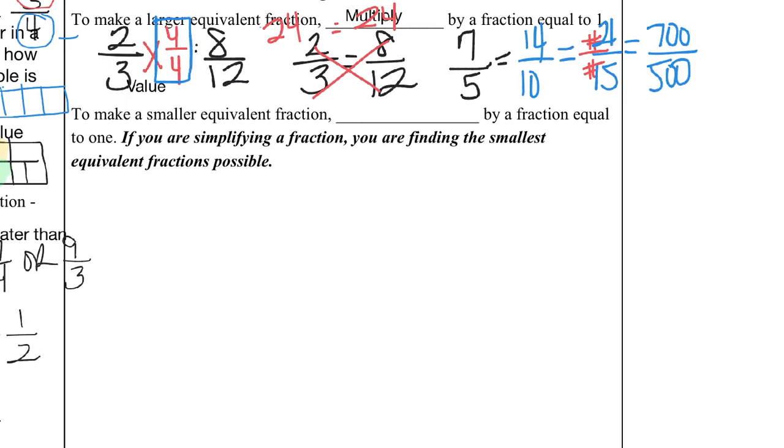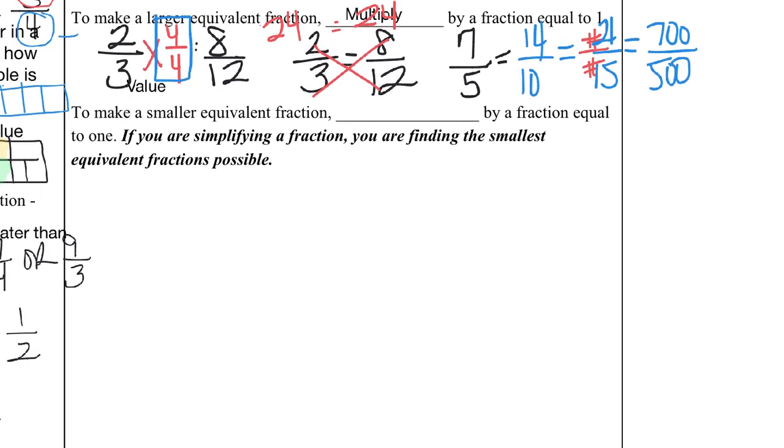To make a smaller equivalent fraction, you are going to divide by a fraction equal to 1. So basically, if you're going to simplify a fraction, you are finding the smallest equivalent fraction possible. You're making the fraction smaller. Okay, so our first example, I want to do 10 over 35.